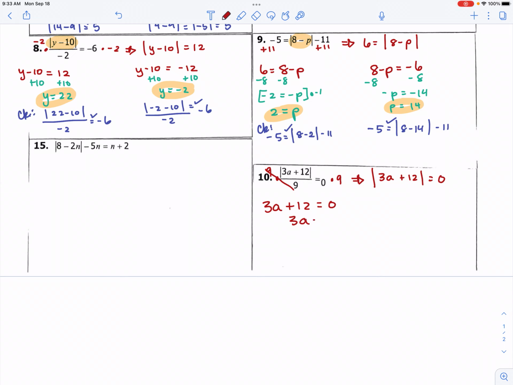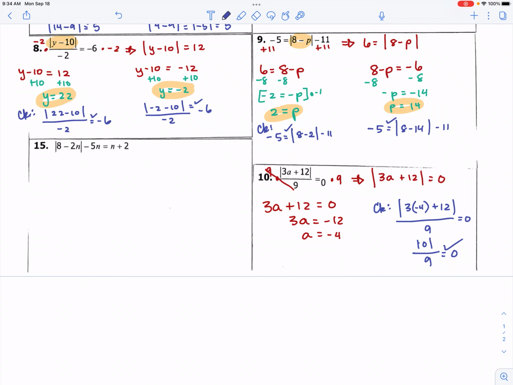So we subtract 12 to the other side and divide by 3. We get negative 4. And then we check, again, back into the original: 3 times negative 4 plus 12, absolute value of that, divided by 9, should give me 0. So the 3 times negative 4 is negative 12, plus 12 is the absolute value of 0, divided by 9, which is 0.